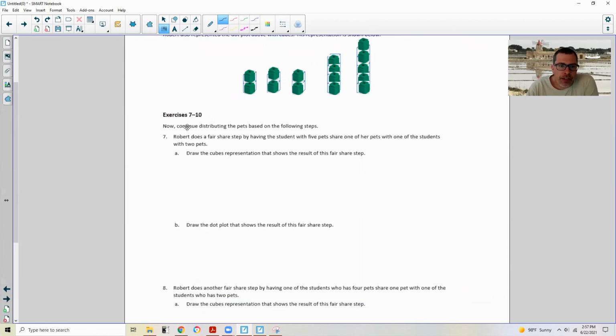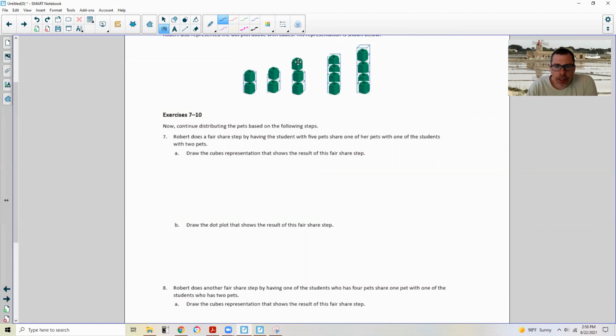Now on exercises 7 through 10, it says continue distributing the pets based on the following steps. 7, Robert does a fair share step by having the student with 5 pets share one of her pets with one of the students with 2 pets. So that's going to move this over here. Draw the cubes representation that shows the result of this fair share step. So this is what you should have now.